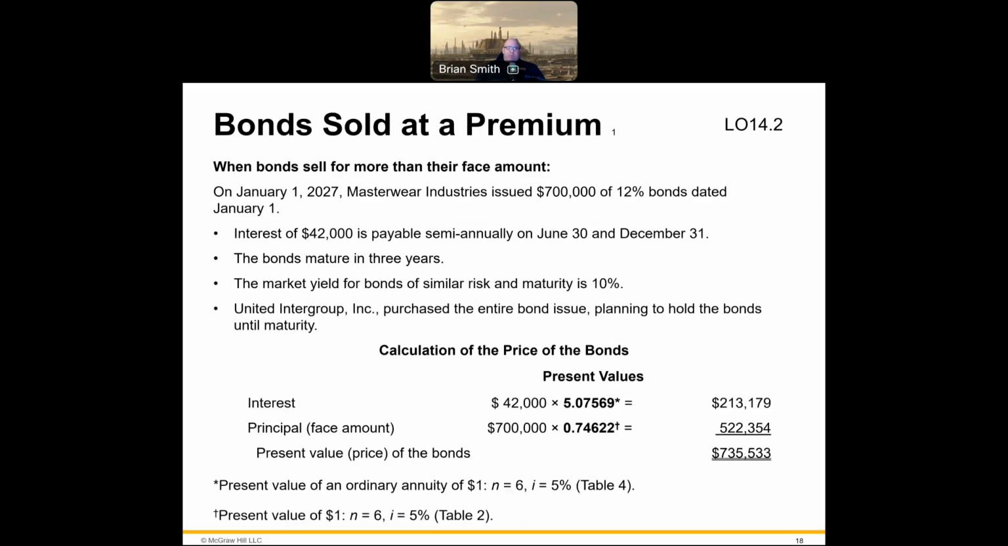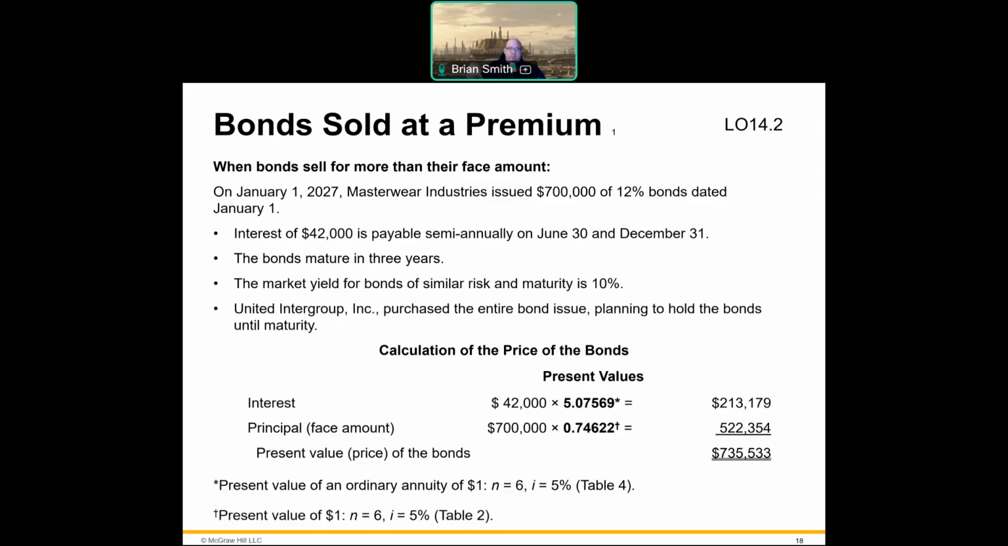Now what happens if a bond is sold at a premium? Well, it means that we're selling it for an interest rate that's higher than the market. So we're doing 6% while the market's doing 5%. All things are held the same. Well, now we're going to get more cash because all the investors want our higher interest. So they're going to pay more money for our bonds.